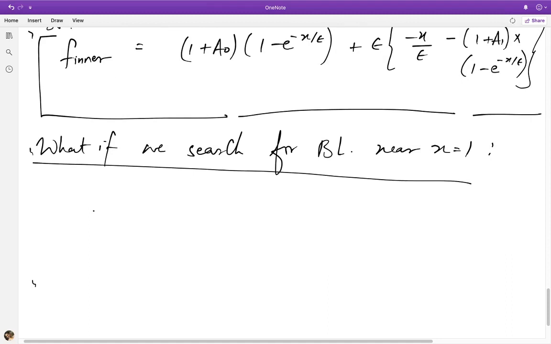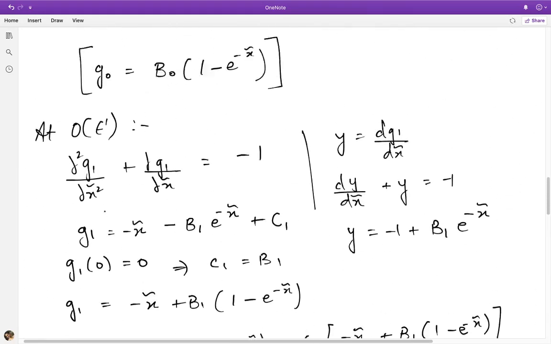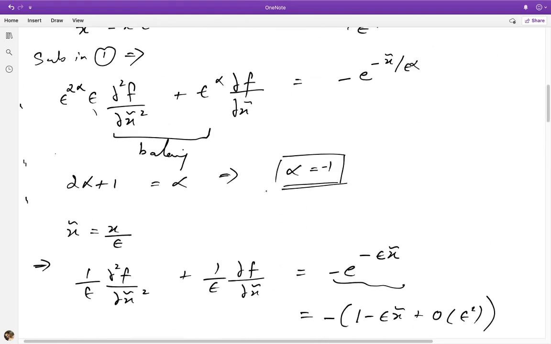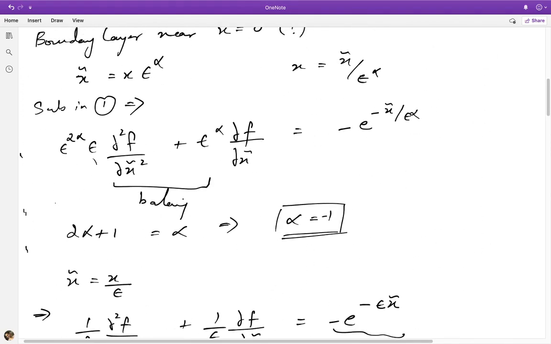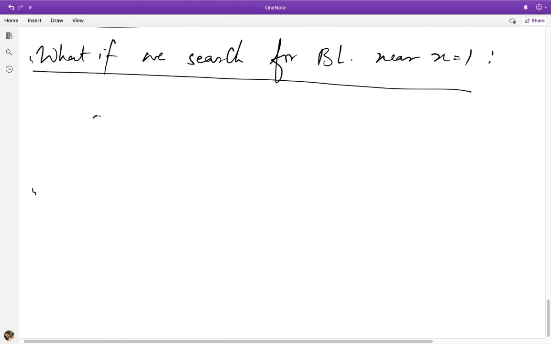Because our analysis is the same, nothing really changes if we go from one boundary to the other. We would still reach the same conclusion that alpha should be -1, except now the transformation, instead of just being x tilde is equal to x epsilon to the alpha, I would have it equal to 1 minus x epsilon to the alpha, because I want to be near the boundary of x equal to 1. So let's make that transformation now.